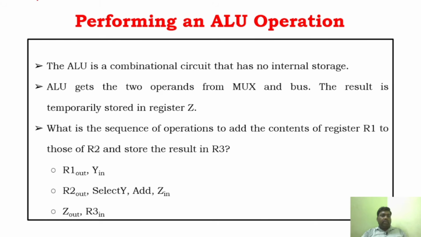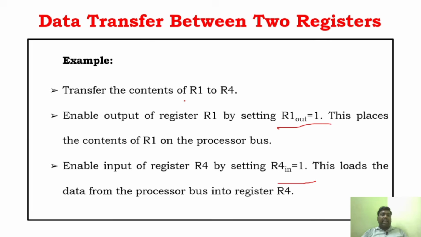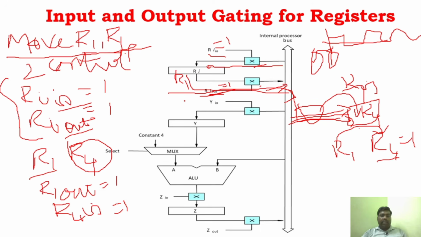That is considered as R1, R2 and R3. We have to add the content of R1 and R2 and place it in R3, right? And before explaining this ALU operation, once again we will see the ALU connection so that you can be very clear with that, okay?